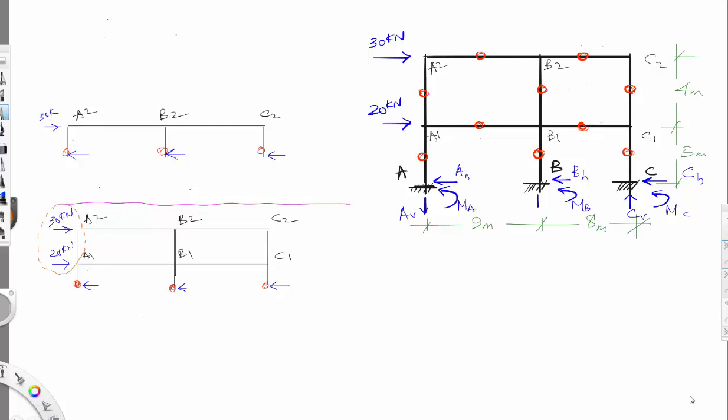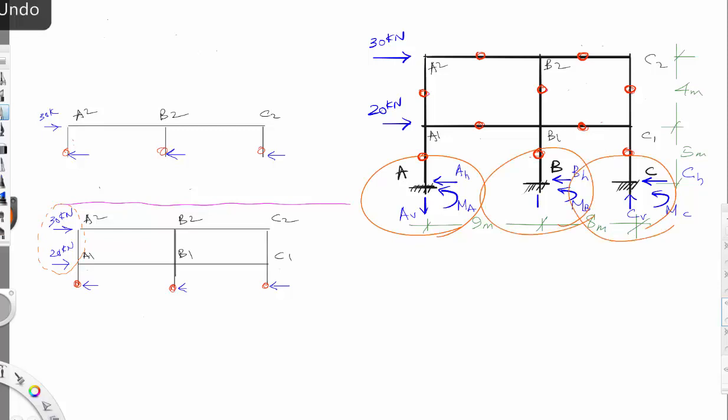We have an example here for a two-story building and two bays. We'll solve this problem to calculate the reactions at this support, at this support, and this support. So the question is to calculate the reaction at these supports. I'll follow the three assumptions that we have previously to be able to calculate these forces.